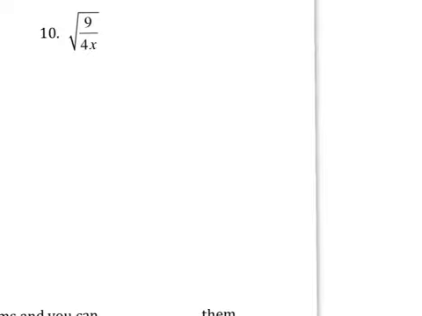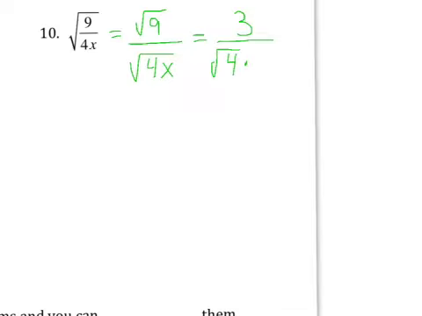We have the square root of 9 over 4x. So let's simplify as the square root of 9 over the square root of 4x. We can take the square root of 9, it's 3, and we can break up the square root of 4x as the square root of 4 times the square root of x. So then we have 3 over 2 square root x.